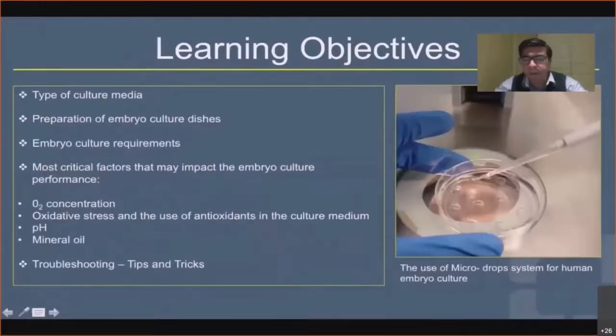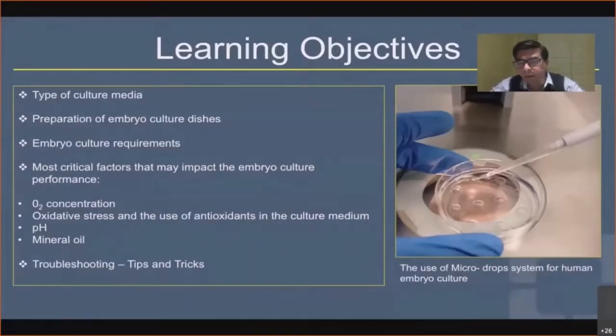During this lecture, I will cover the following learning objectives, always trying to share with all of you our experience within the IVF laboratory. We will discuss the two types of culture media that are normally available in the market. I will also show the way we prepare our embryo culture dishes, considering that we like to use the microdrop system for all of our IVF procedures.